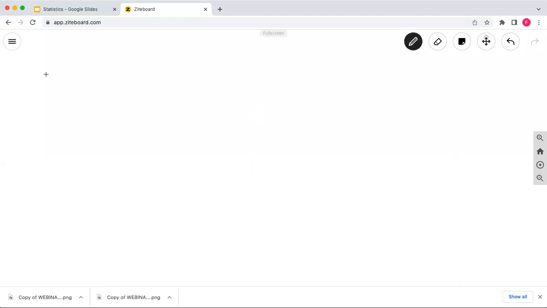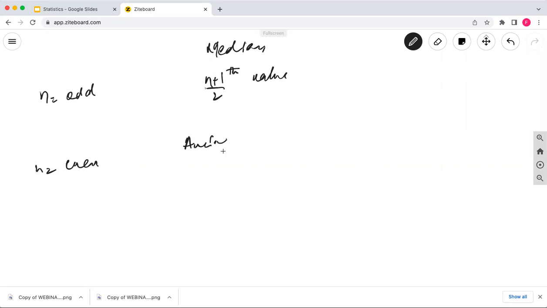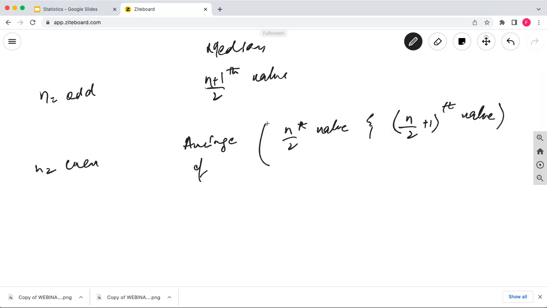So just remember, when the total number of values is odd and when even, this is the median. When odd, the median will be the n plus 1 divided by 2th value. And when even, that will be the average of the n by 2th value and the n by 2 plus 1th value. So till now, everything is understood?